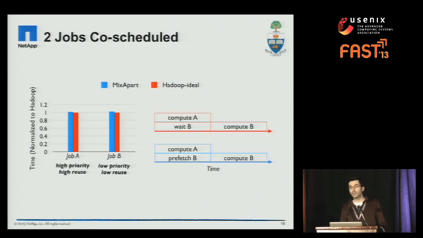I'm plotting here the timeline for both Hadoop in red and MixApart in blue to see what happens behind the scenes. With Hadoop, A computes first, takes the entire compute tier, and B waits, right? And then after A finishes, B computes. With MixApart, A computes because it has high reuse from the cache. It's able to utilize the cache effectively. And MixApart actually prefetches data for B while A is running, right? Because B has low reuse in this case. And then when A finishes, B is able to compute because all the data is in the cache. So this goes back to our MixApart in action example.